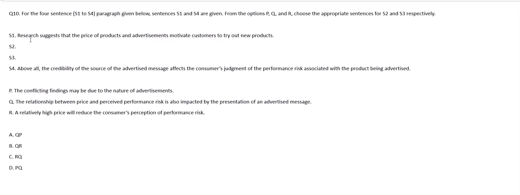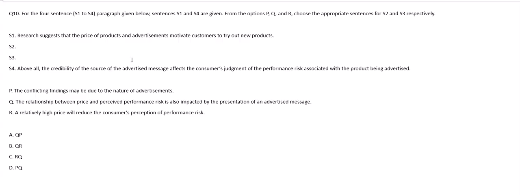The first sentence is telling about the price of products and the advertisements and how it motivates customers. Similarly, if we see option Q: The relationship between price and perceived performance risk is also impacted by the presentation of an advertised message. Understood? It is similar to the first sentence, because the first sentence is telling about how the customers are motivated by products and advertisements. Here it is telling again the relationship between the price and the performance risk, how it is impacted by the advertised messages. So sentence 1 will be followed by sentence 2.